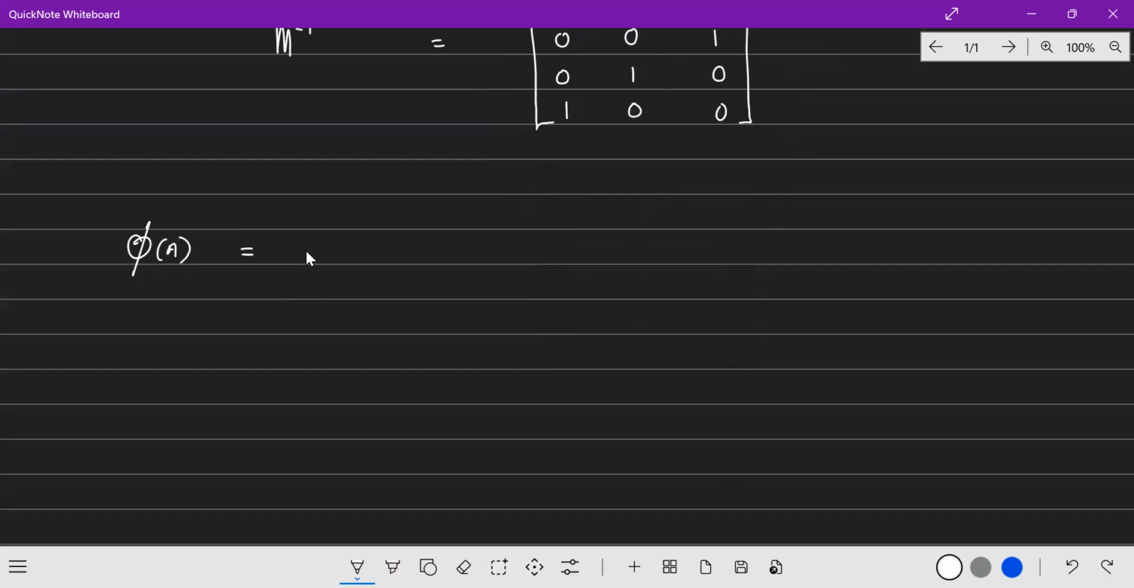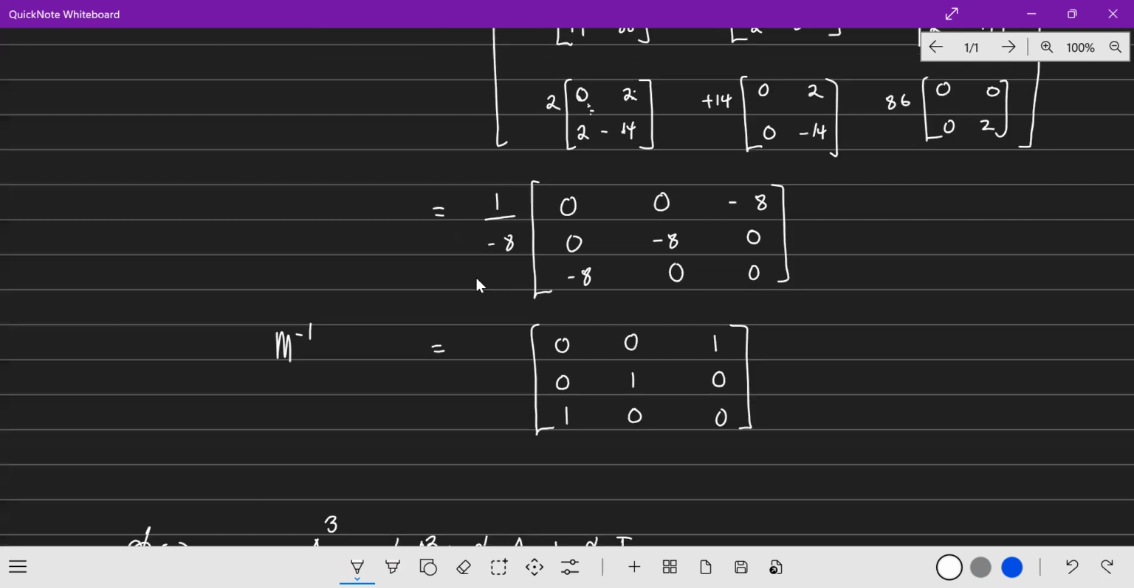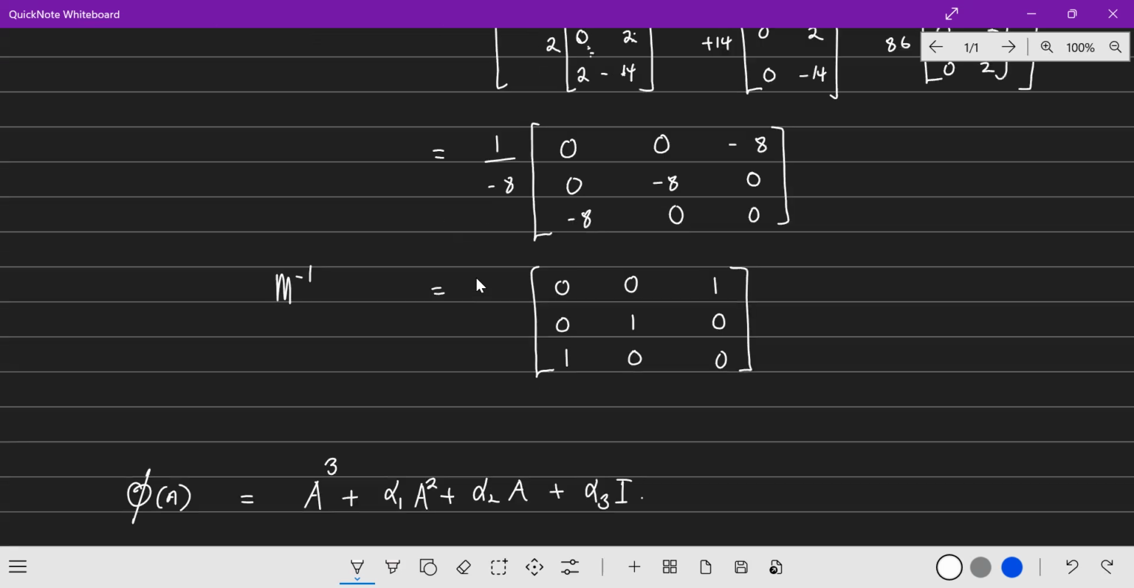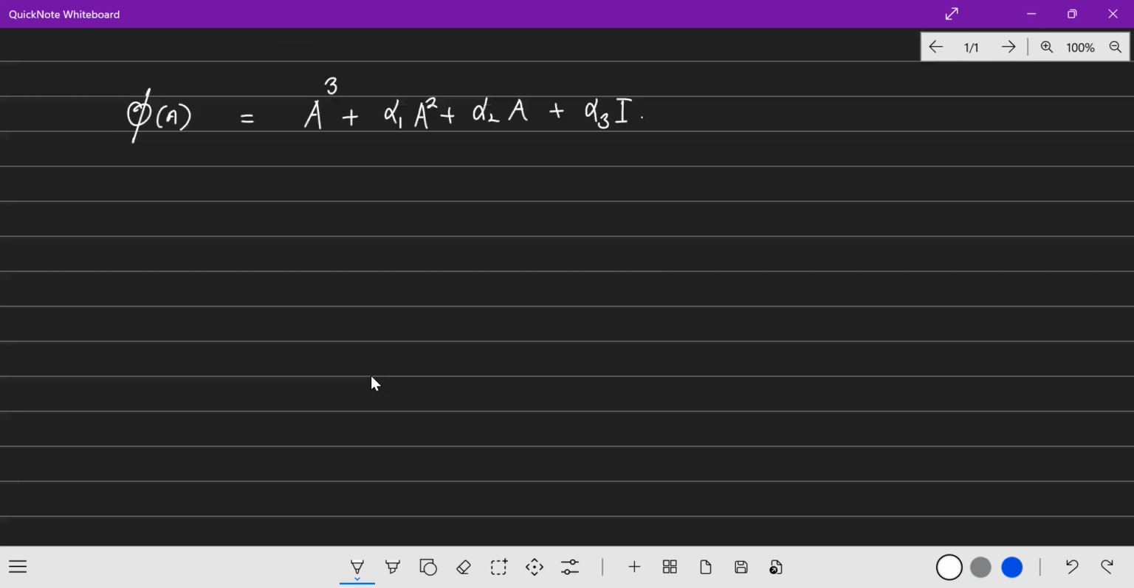Phi A matrix simply got what? A cubed plus, I can say alpha 1 A squared, right? Plus alpha 2 A, right? Plus alpha 3 times I. So what are these alpha? These alpha are the coefficients of the given characteristic equation. So let us form the characteristic equation from the given poles, right? So we are given the poles that are desired, right? The desired poles should be placed at what?